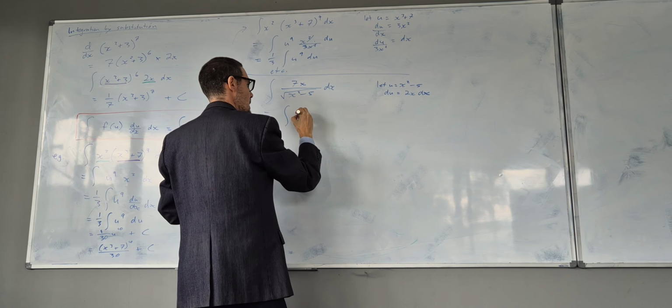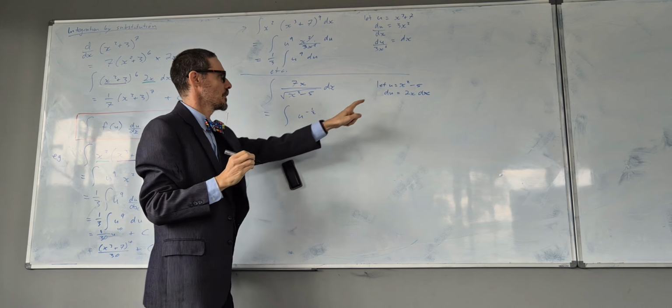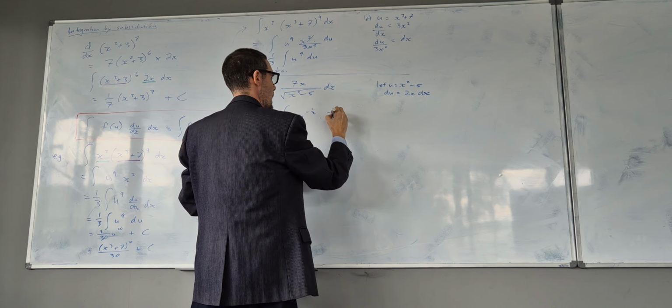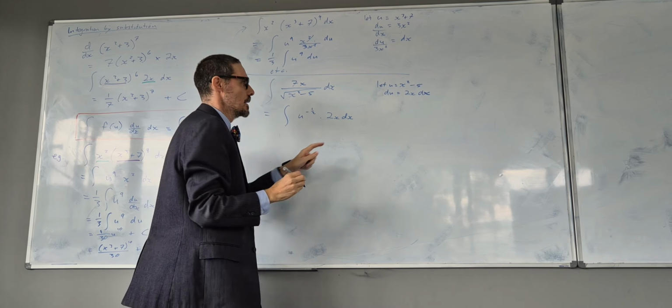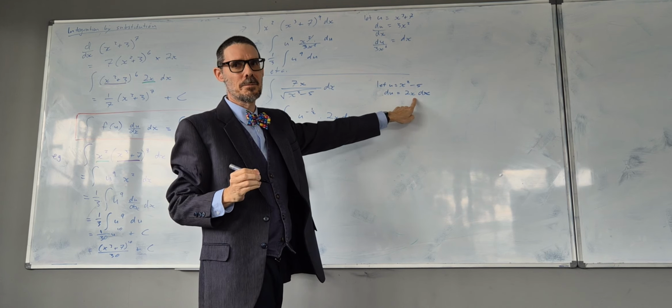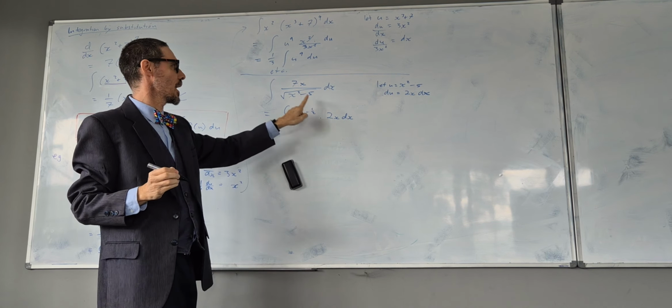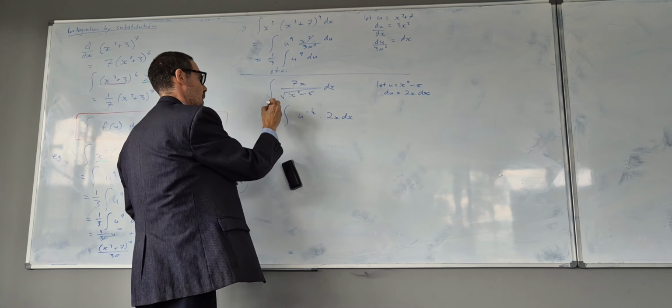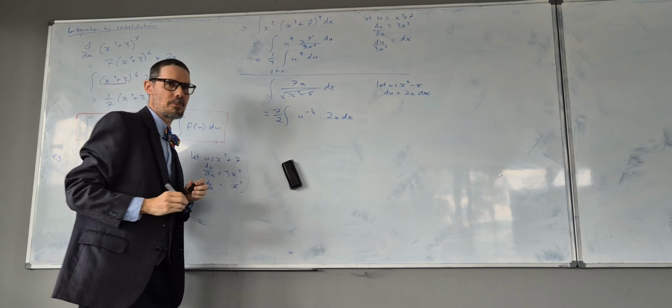I want this to be u to the negative a half times, I want 2x dx to match this. But if I want 2x here and I've currently got 7, I've effectively multiplied by 2 on 7, so I have to go 7 on 2 out the front.